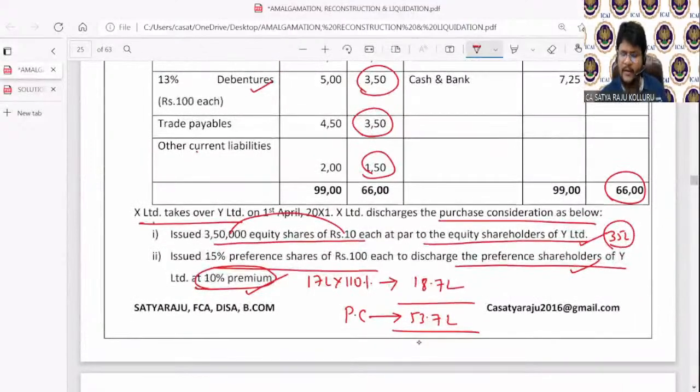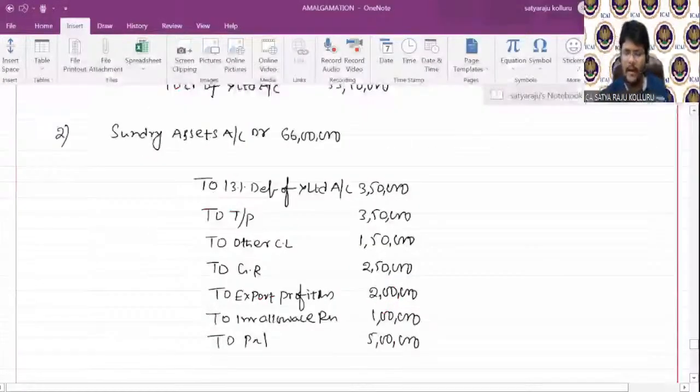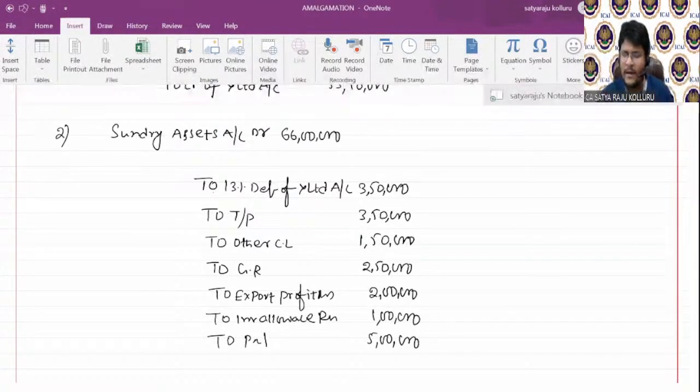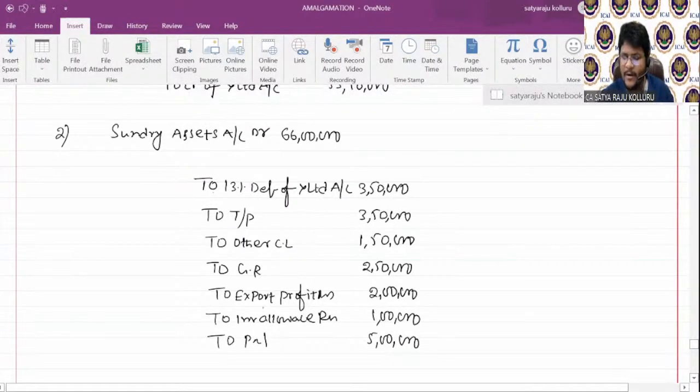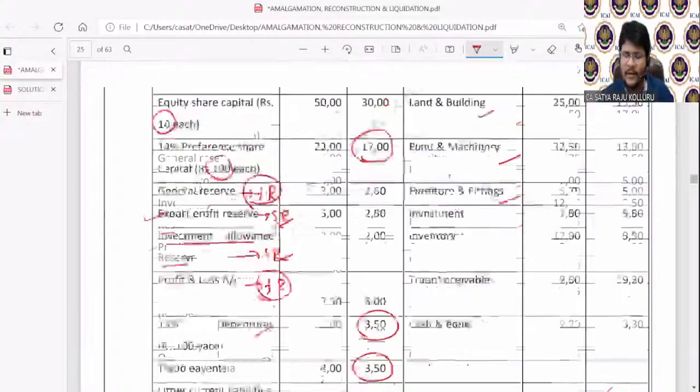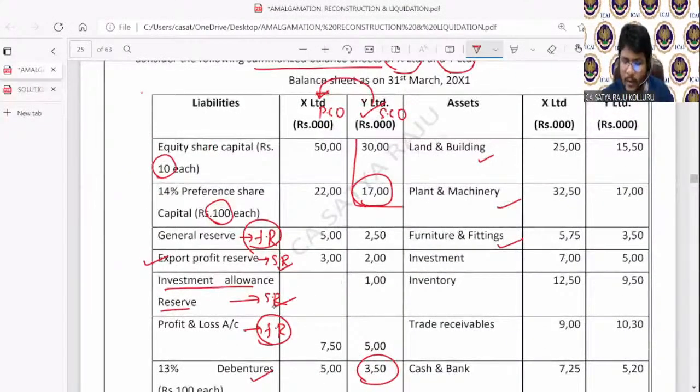One more thing, X Limited only takes over Y Limited. That's why X Limited is the purchasing company and Y Limited is the selling company. That's true only. Come back, all of you. Sir, now what is the NAV of the business takeover? Sundry assets minus liabilities minus reserves and surplus, which is nothing but this part only.